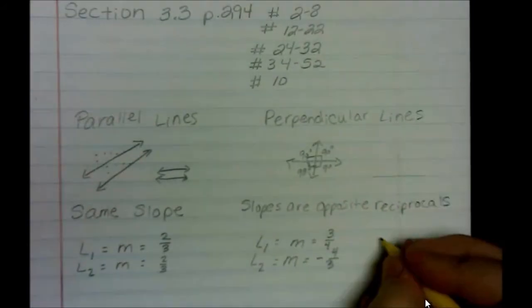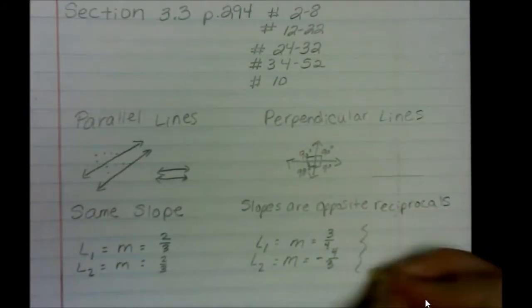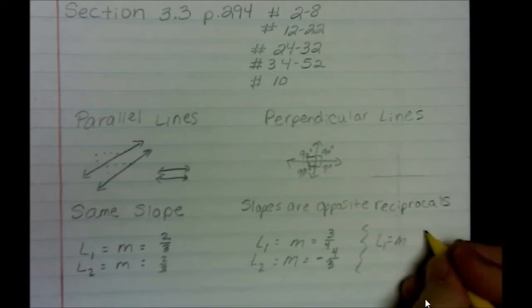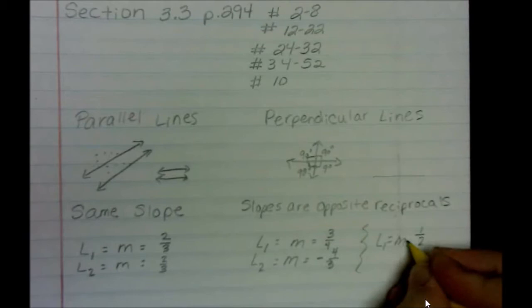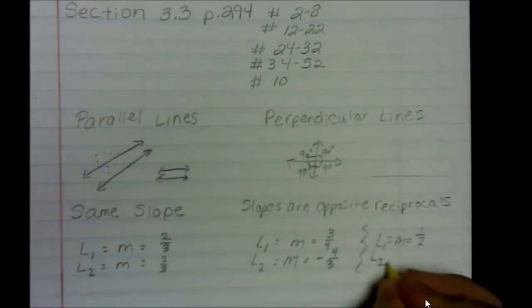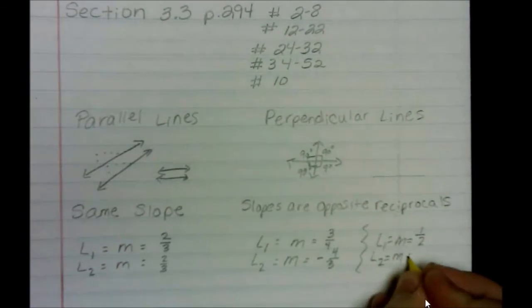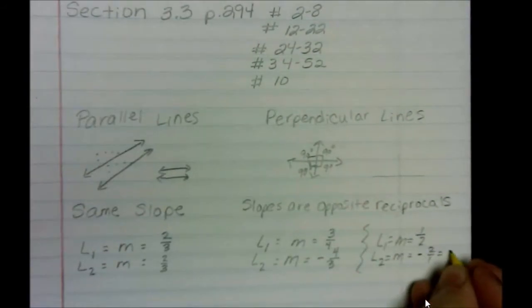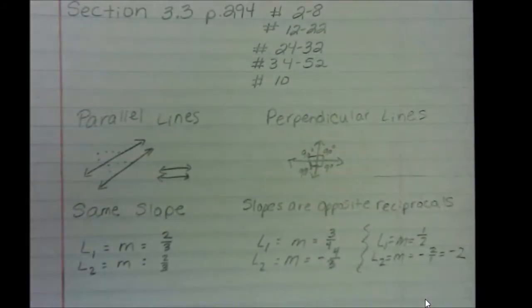Another example would be if line 1 had a slope of 1/2. That means that line 2 would have a slope of negative 2 over 1, which could mean the same as negative 2.